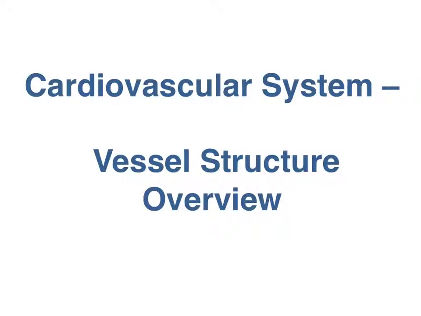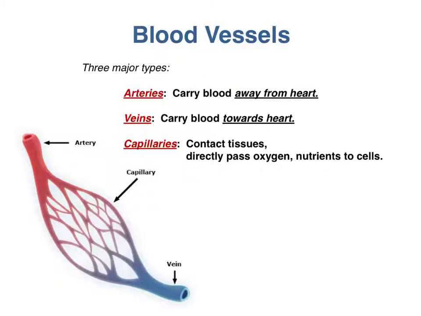In this short video, I'm going to introduce you to the different types of blood vessels found in the cardiovascular system and their microscopic anatomy. There are three major categories of blood vessels: the arteries, the veins, and the smallest blood vessels, the capillaries. Arteries, by definition, carry blood away from the heart. A is for arteries and for away. Veins, by definition, carry blood towards the heart.